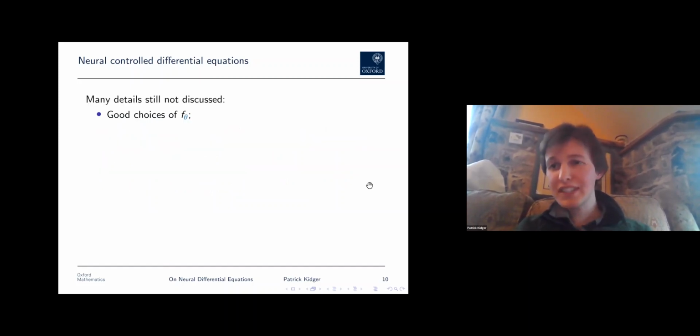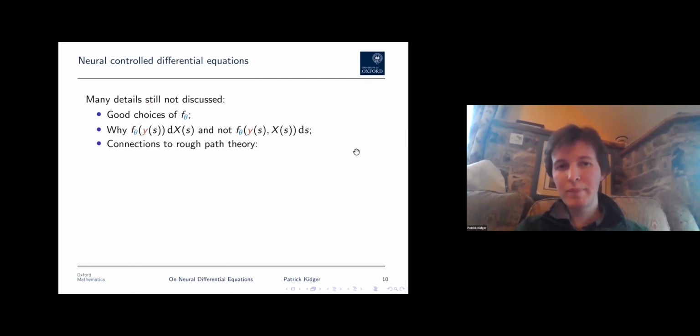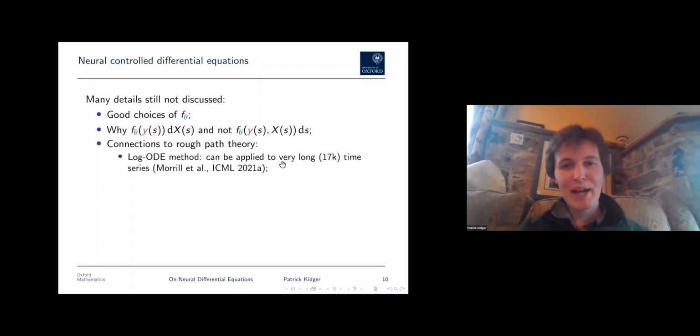Now, there are lots of things I haven't told you about. I haven't told you about good choices of F. I said at the start, let's think of it as a feed-forward network, but in practice, maybe you want to do something else. This got touched on earlier. Why this particular form and not some other form? The very, very short answer is that this connects up with the discipline in mathematics known as rough path theory, which is amazing, and I'm not going to get into it today. But if you do start applying rough path theory, you can start doing cool things.